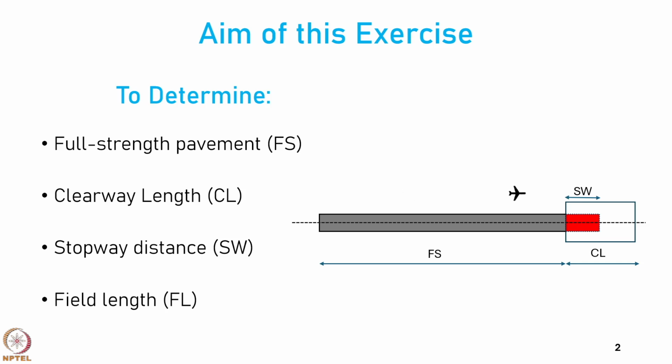And then we have what is called the field length. The aircraft takes off from the start, reaches a place where it achieves liftoff, and after liftoff it climbs to clear the obstacle height. So, the total distance from the starting point to the point where it clears the obstacle height is called the field length. In this exercise we will determine how these four parameters are estimated, and then we will see how they are used to arrive at the values of the declared distances.